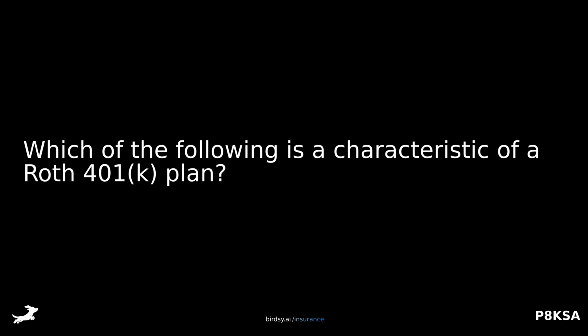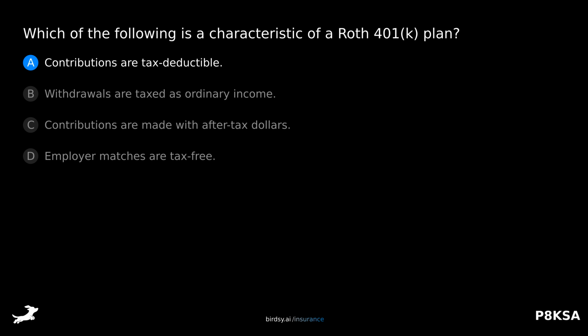Which of the following is a characteristic of a Roth 401 plan? Is it A, contributions are tax-deductible, B, withdrawals are taxed as ordinary income, C, contributions are made with after-tax dollars, or D, employer matches are tax-free? The answer is C. Contributions are made with after-tax dollars.